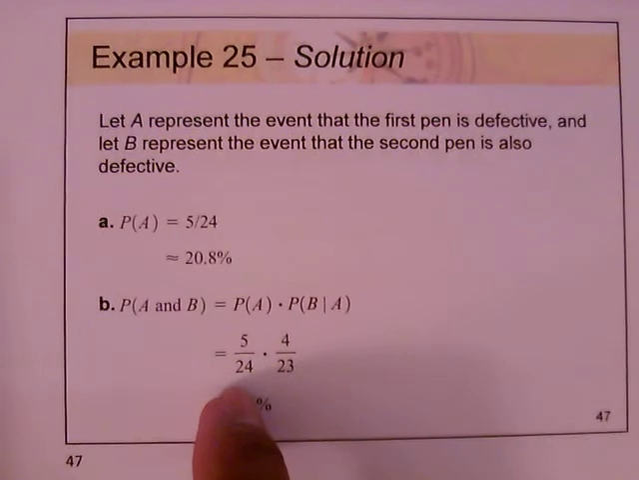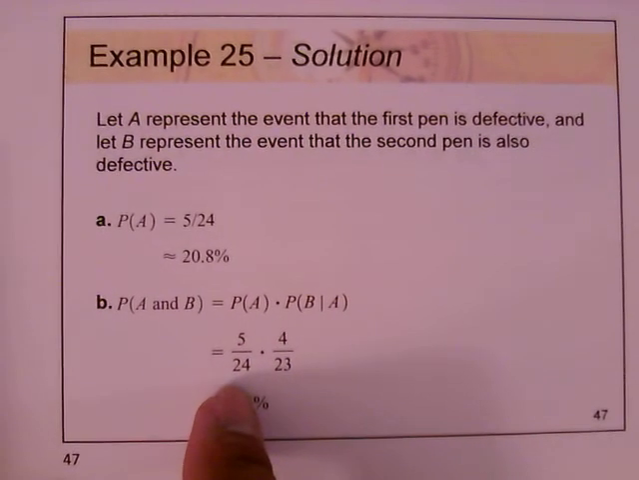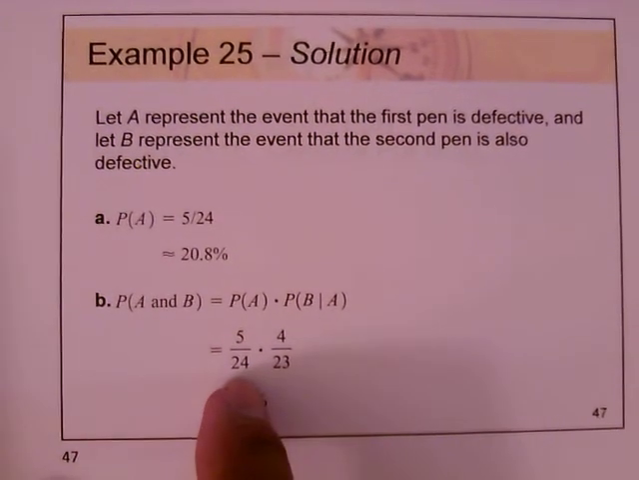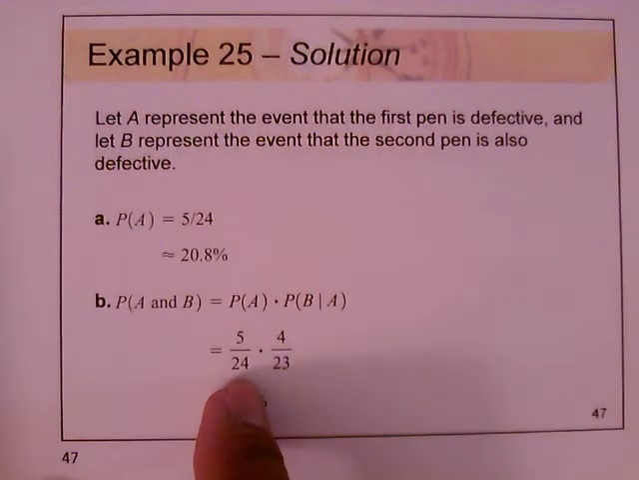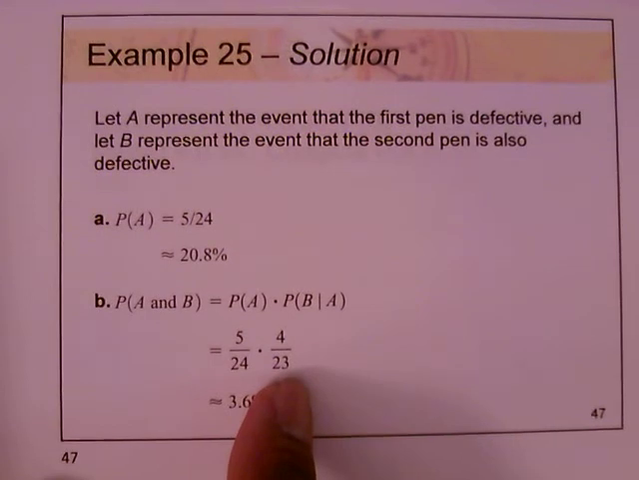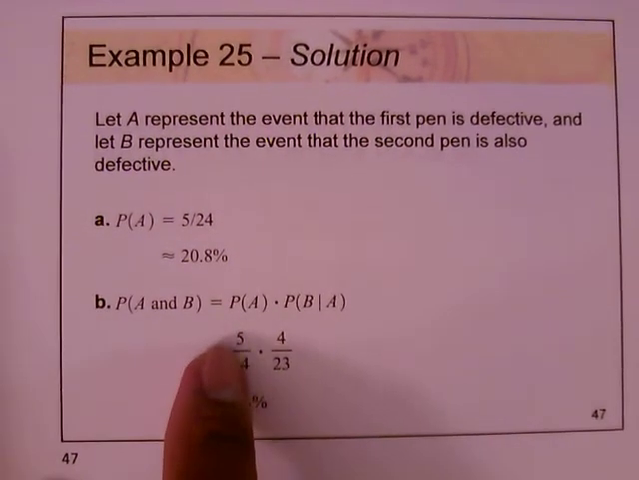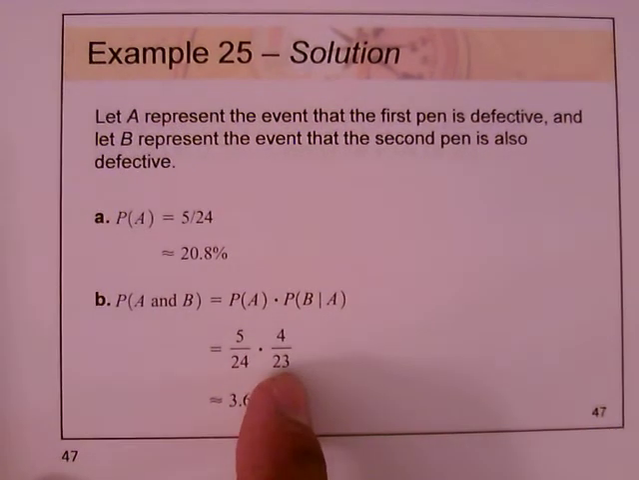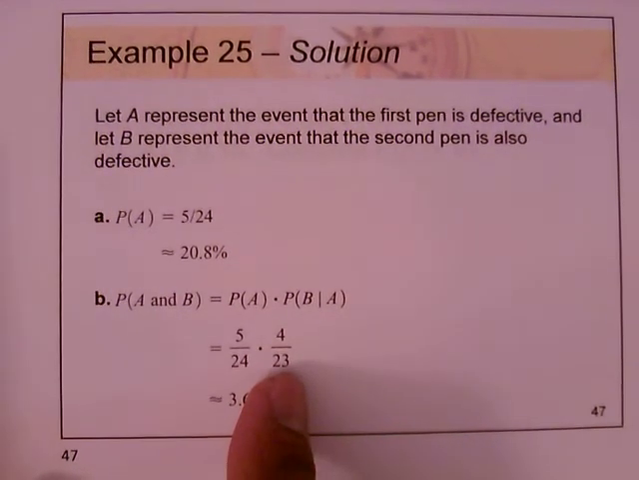Now, on the second pull, let's say that the first pen was defective. That means that there are 23 pens left and only 4 defective pens. So the probability of selecting a second defective pen on the second draw will be 4 out of 23. Because the first pen was defective, there are 4 left to choose from out of only 23 pens left, because we're not putting the pen back into the container.